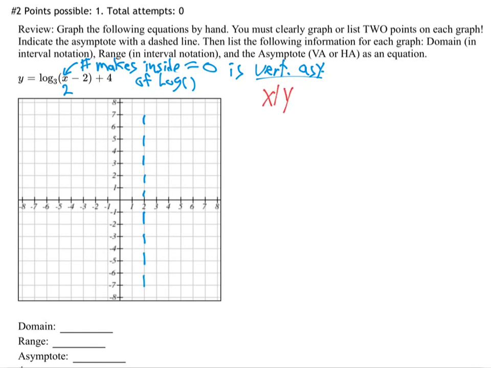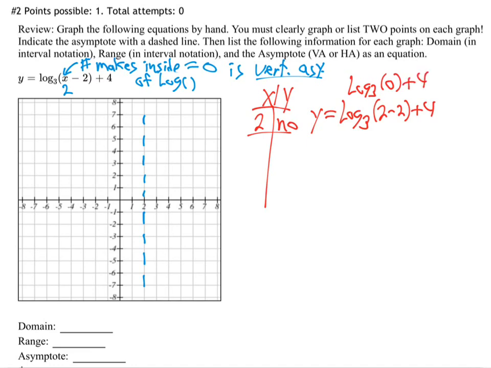And then when we start to make our XY table, we want to plug in numbers. 2's not going to work. You could try it if you wanted to. But if you plug in 2, it won't work because it's y equals log base 3 of 2 minus 2 plus 4. That's going to be log base 3 of 0. And the log of 0 is an error. So that won't work.